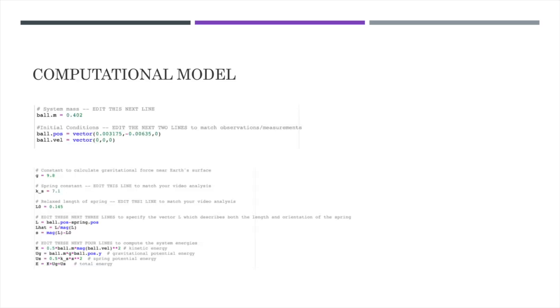As for the computational model, I started by updating the mass and the initial position, and then I also went ahead and put in the two values that we just solved for, which would be the spring constant and the initial relaxed length of the spring. And then I also edited the energies, so that would be the kinetic, the gravitational, and the spring potential energies.